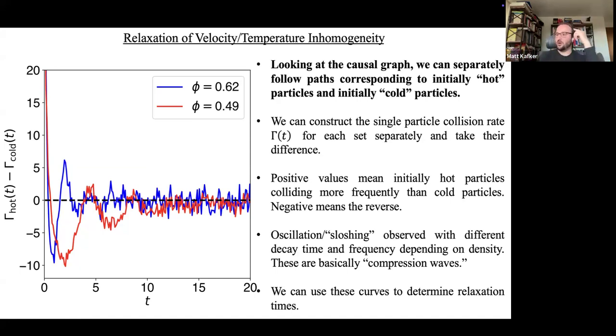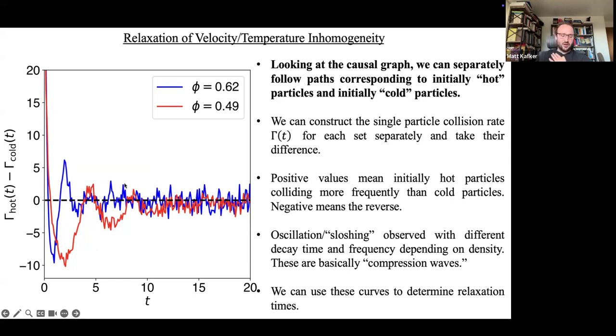But again, the particles just have velocity and position information. So the initially fast moving particles and the initially cold particles, and we can look at the collision rate for each of these two separately and then take their difference. If this curve is positive here, it means the initially fast-moving particles are colliding more. If it's negative, it means the initially fast-moving particles are colliding less than the initially slow-moving or initially cold particles. And what we see when we calculate this as a function of time is this thing rings down to 0.